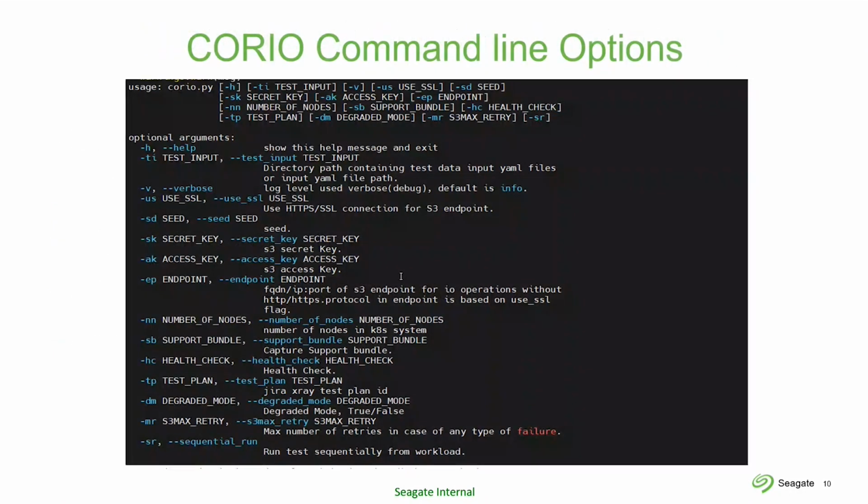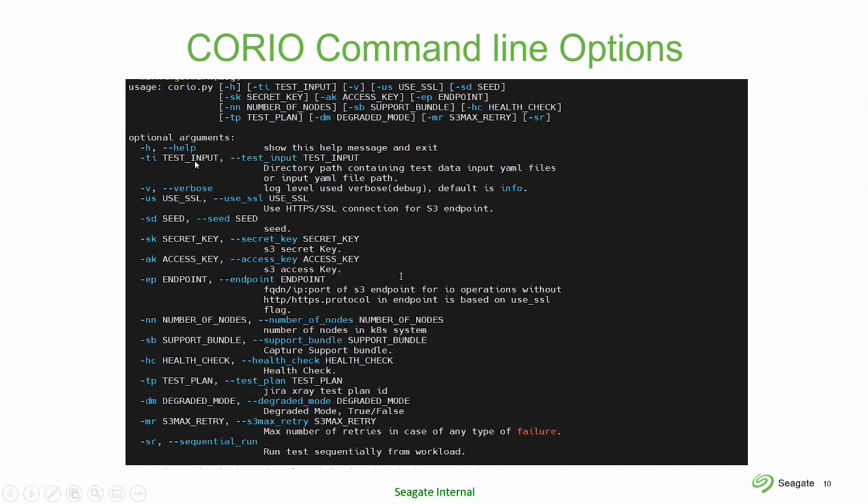Now there will be queries about the help and command line options, what the user needs to give. So I will show you this command line first, and then I will show you the UI. So we can run both ways, with command line as well as with Jenkins UI.